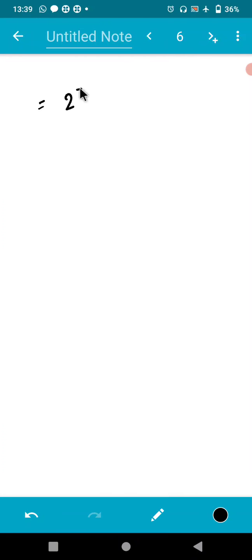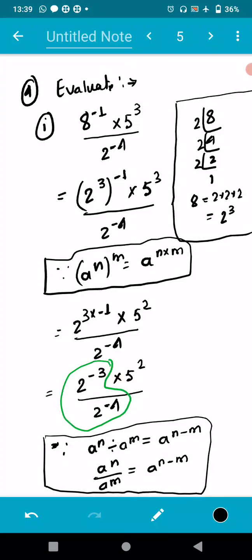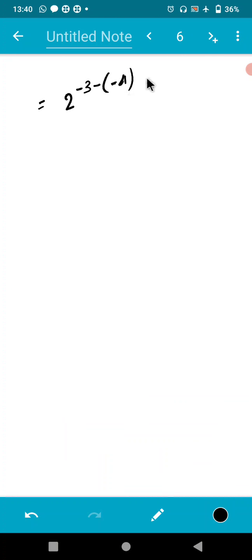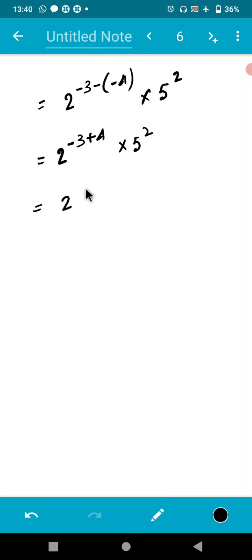So 2 to the power minus 3 minus 4, because you see in the denominator the power is already in the negative form, so we'll keep it inside the bracket. Now into 5 square, isn't it? 5 square. Now let's open the bracket. So 2 to the power minus 3 minus, minus is what? Plus 4 into 5 square. Let's solve this. So minus plus is minus, 4 minus 3 is what? 1, plus 1. So we will not write it here.